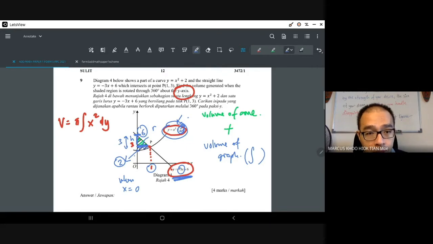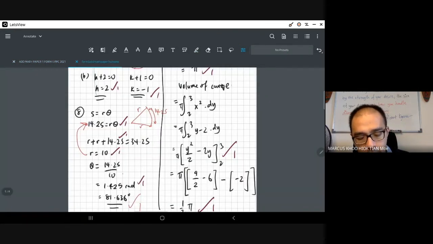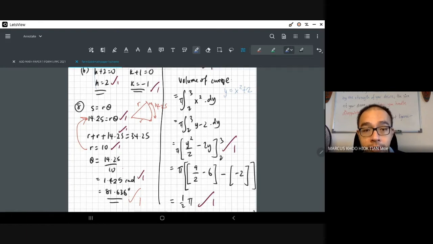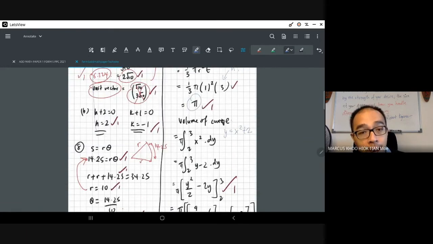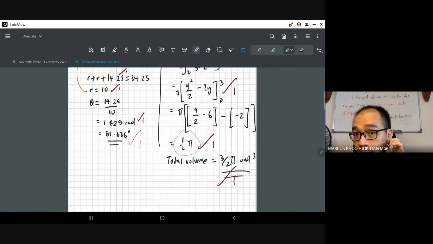All right, so the integration is from 2 to 3 of x squared dy. And x squared is actually y minus 2, because the original is y equals x squared plus 2, so you just move across. Then you integrate correctly, you get 1 mark. Then you substitute correctly and you get the total volume is 1/2. So you add together: the total volume is the volume of the cone, which is pi, plus the volume of the integrated part, which is half pi. So pi plus half pi is 3/2 pi.